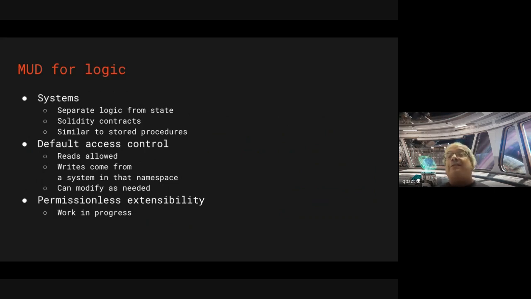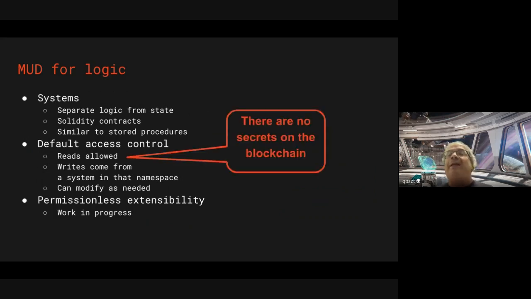The default access control is that reads are always allowed. Why? Because we're on the blockchain. There are no secrets on the blockchain. Everything that you put on the blockchain is universally known. So letting people prevent reads when there's an easy way around it is probably not a good idea.